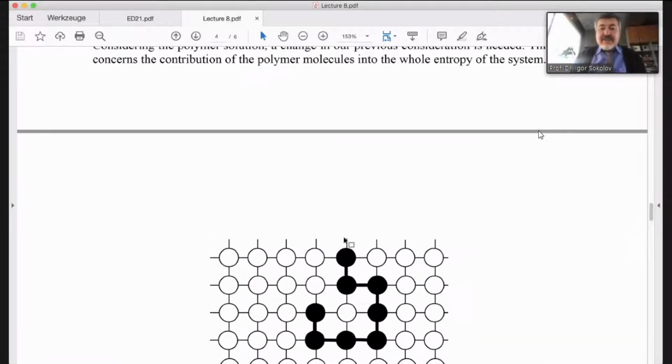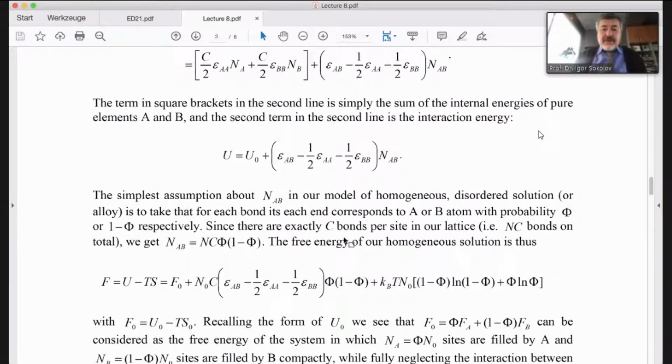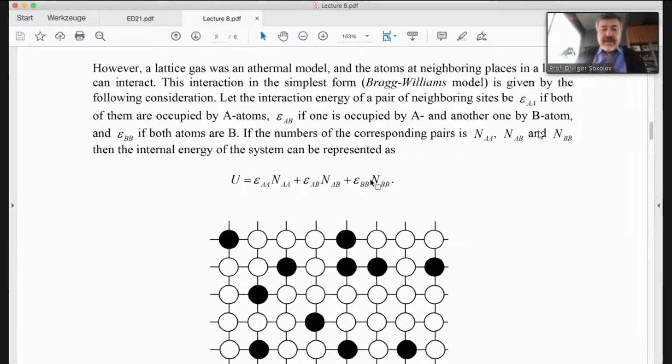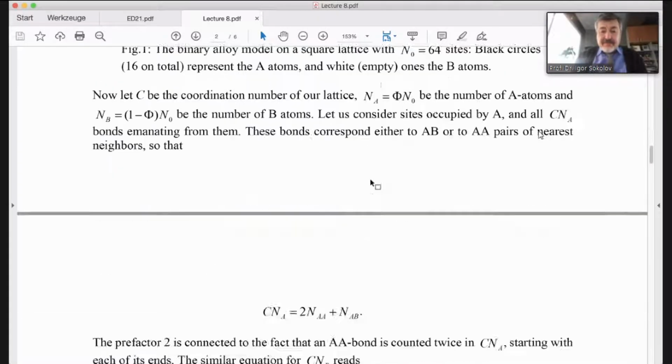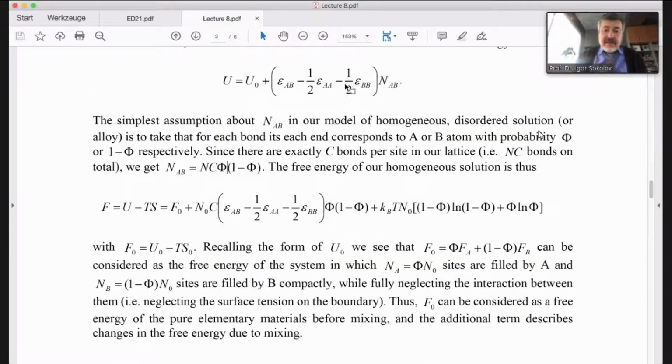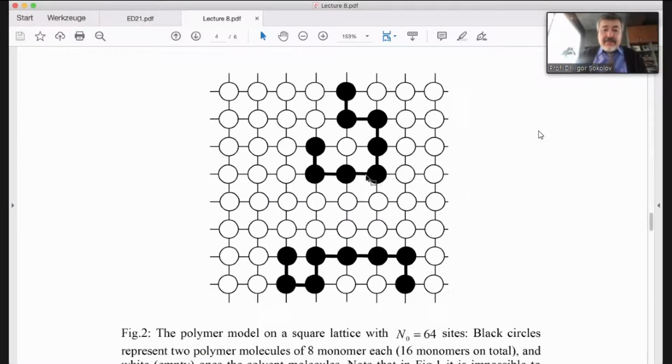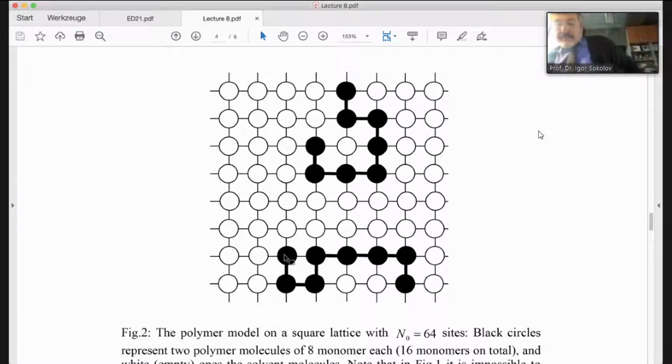So now what is the difference between the Bragg-Williams binary alloy and the model with chains? Now I have here, let's say, my type A atoms. They are connected by the chains. They always sit in connected clusters. And I have to take this into account. Why? This is because I can hardly move these atoms separately.